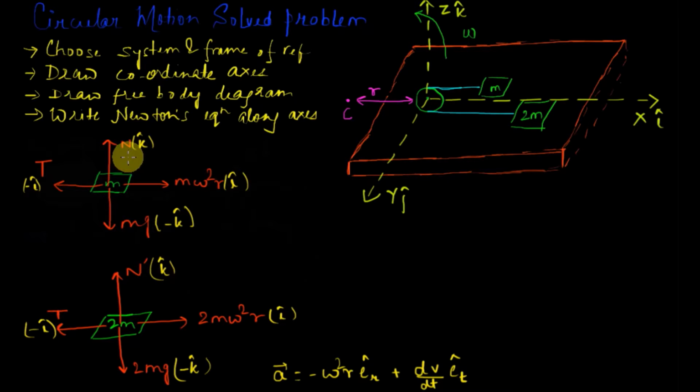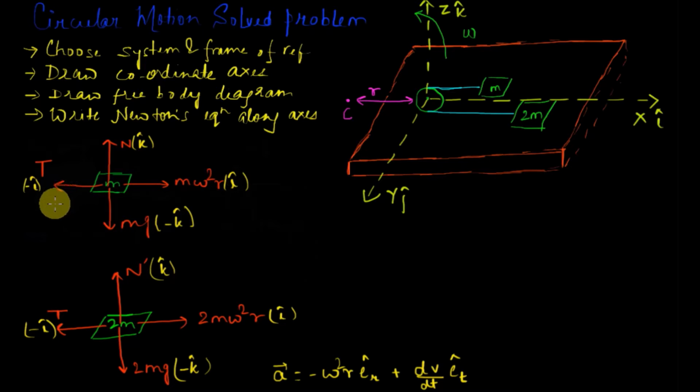Now what is the normal reaction? As I mentioned in my previous video, whenever two objects are in contact, each object will exert a force on the other object, and the direction of the force will be perpendicular to the surface of contact, right? Now the third force will be the tension due to the string.